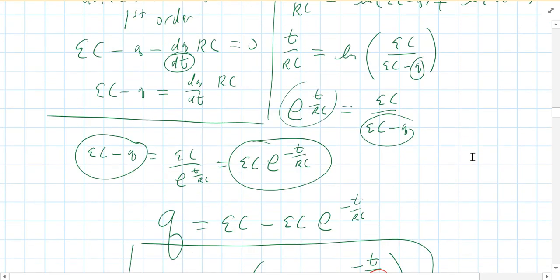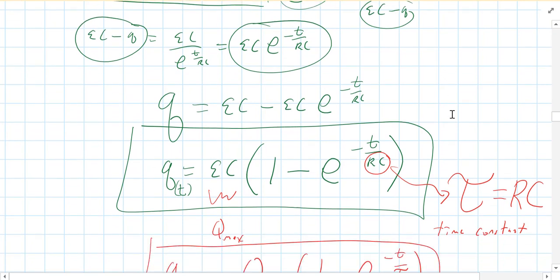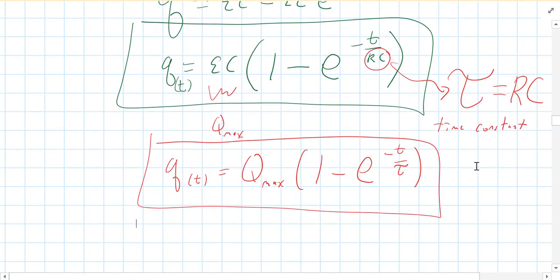Now, in our next video, we will talk about the current here, and we'll see where these answers come from and how to get there. But this is the charge on a simple 1R, 1C circuit as the capacitor charges up.